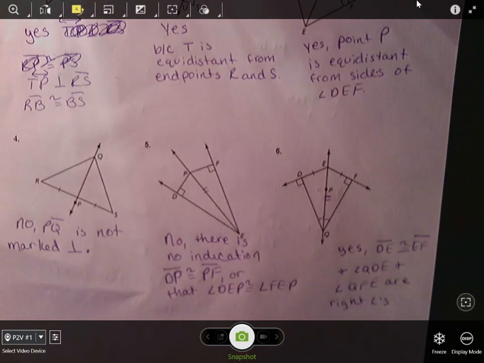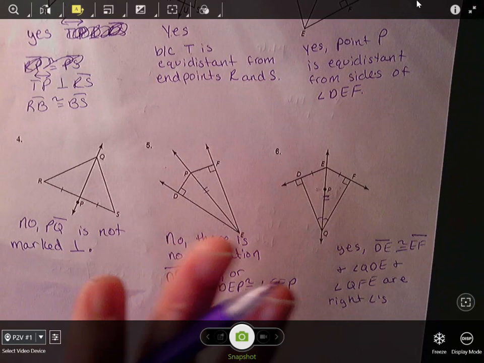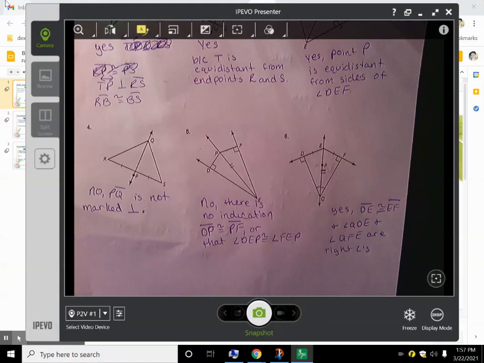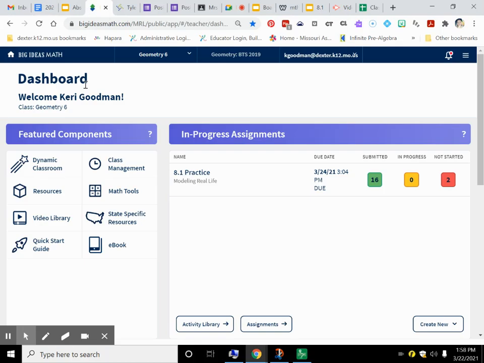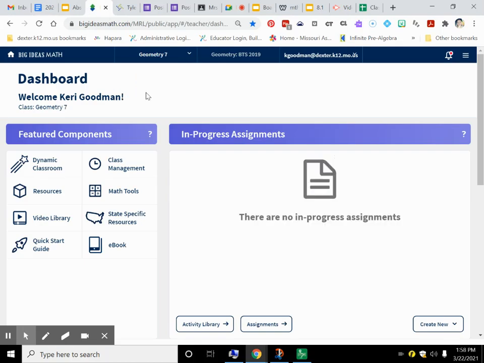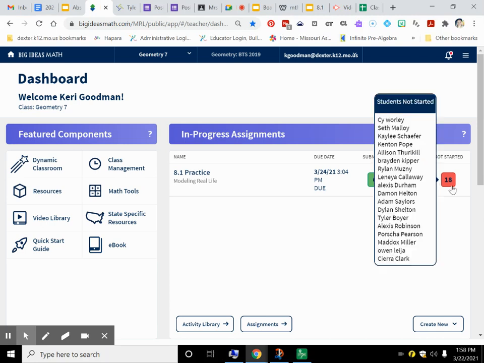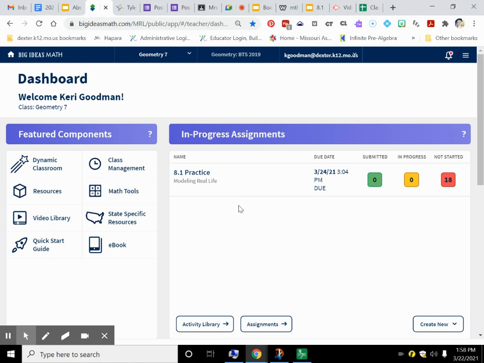All right. What you're going to do today, you're going to use this assignment plus your notes. And you will go to, in just a moment, not yet, you will go to Big Ideas Math and you will complete 8.1 practice on Big Ideas Math. This assignment is due at the end of class today. You do not have to show your work on a piece of paper. However, if you do, turn it in to me when you're done.